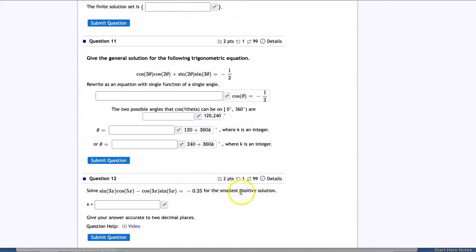The smallest two positive solutions. Okay, so, oh, they didn't give me the smallest. Oh, there is no 2. I don't know why I'm reading a 2. It's just the smallest positive solution.